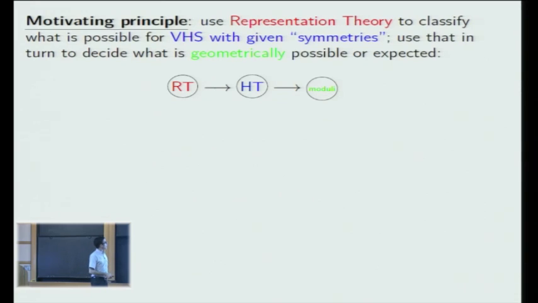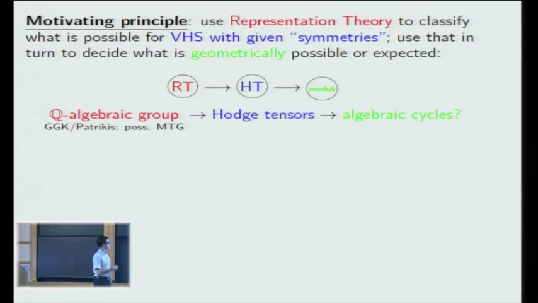But there are many ways to motivate this material, but I'm going to choose the arrows to all run this way for the motivation for this talk. And so the idea will be to use representation theory to say what is possible, to classify what is possible for variations of Hodge structure with given symmetries or Hodge tensors, and use that in turn to decide what is geometrically possible or expected in terms of moduli, degenerations, and so forth.